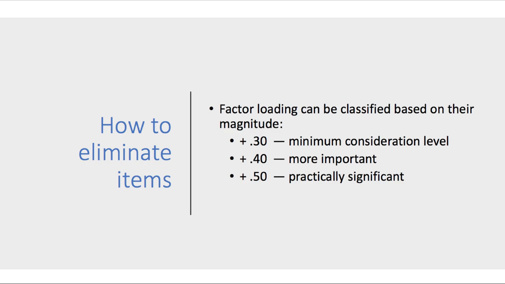Okay, and the factor loading can be classified based on its magnitude. We're going to look at it in detail in the upcoming video. That is, 0.3 means the minimum considerable level, and 0.6 means more important than 0.5, that is, practically significant.